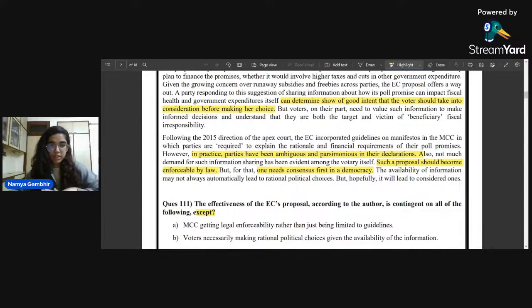So, when you read the passage, you highlight the lines which seem like the author's opinion to you, and you just skim through the factual information otherwise.